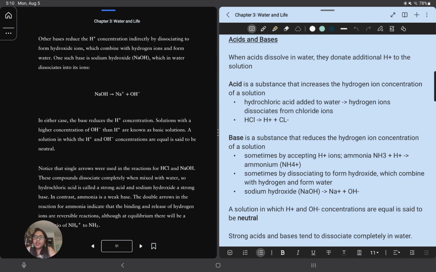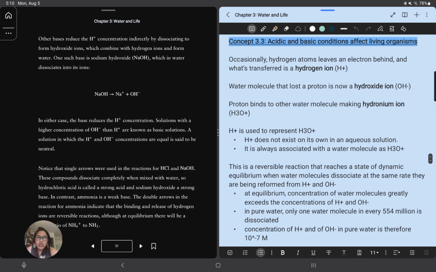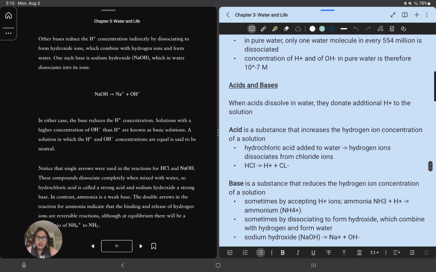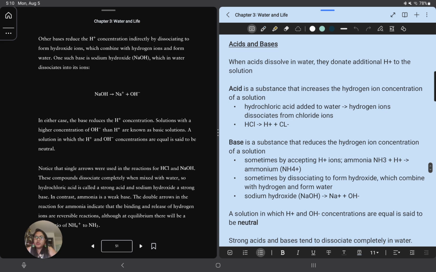Other bases reduce the hydrogen ion concentration indirectly by dissociating to form hydroxide ions, which combine with hydrogen ions and form water. One such base is sodium hydroxide, which in water dissociates into ions.